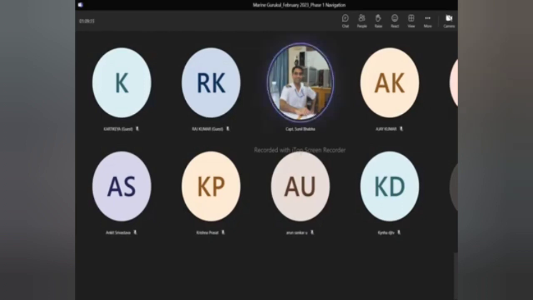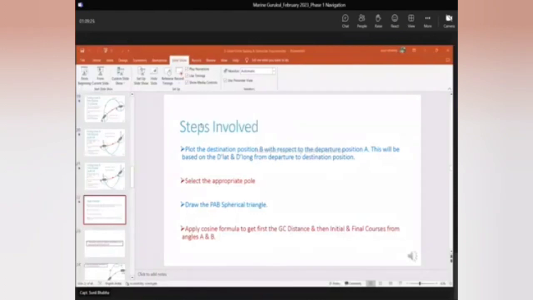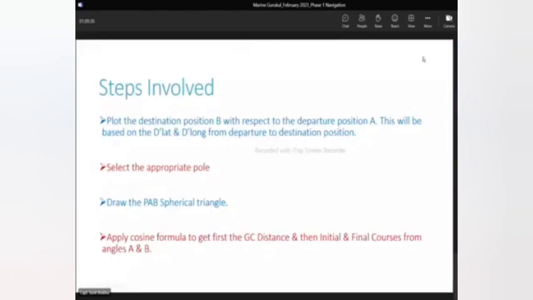Okay, before I go into the whiteboard, let me first give you a recap of what we did. So after this, we will do the example. So let me give you a recap. Before proceeding further, let's have a recap of the steps which we discussed in solving a great circle sailing question.